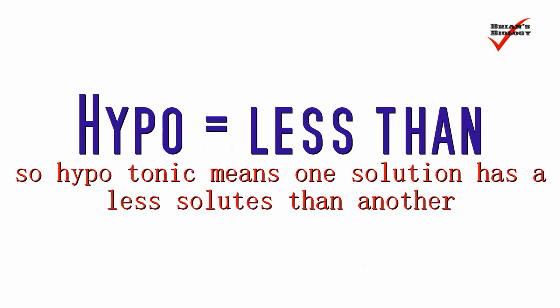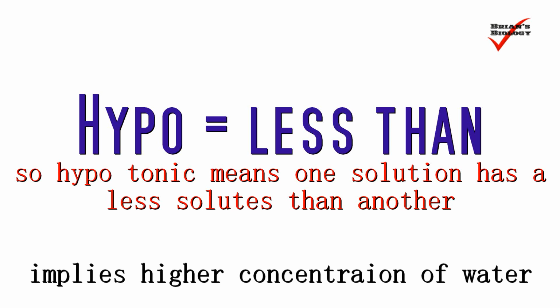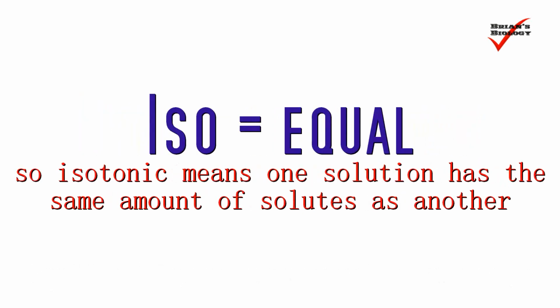How about the word hypo for hypotonic? Well, hypo means weak or less. So hypotonic means we have less salt dissolved. Now, what does that mean? Well, if there's less salt dissolved, that means the water molecules are going to be closer together. There's less pushing them apart. And so we're going to have a higher concentration of water in a hypotonic solution. What about iso? Well, iso means equal. So isotonic would be equal amounts of salt.